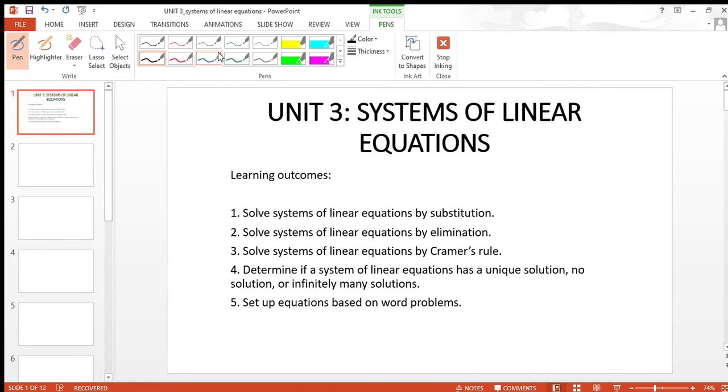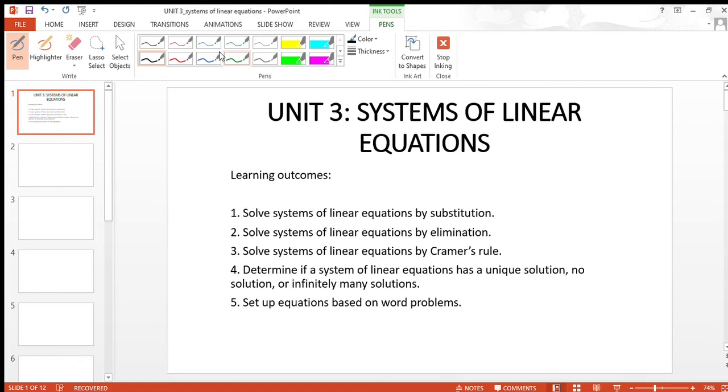So I'll be doing now the new unit, and this unit is entitled, still under Module 1, Systems of Linear Equations. So when we say linear equations, these are equations with highest degree or highest exponent equal to 1. When we say systems of linear equations, we have several equations involved, but all equations are of first degree.